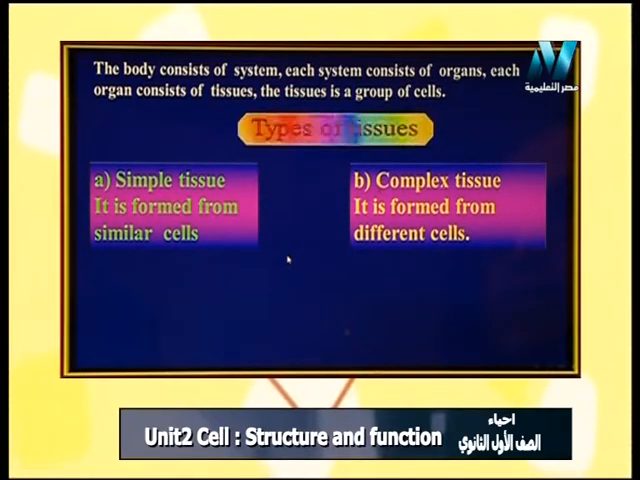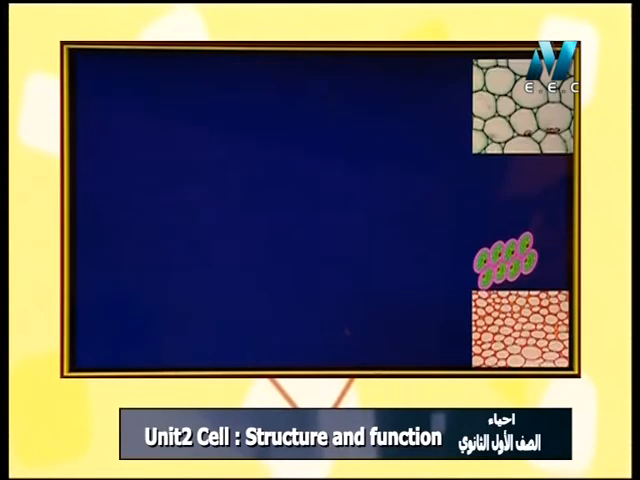The first is a simple tissue. It is formed from similar cells. But the complex tissue is formed from different types of cells. So when the cells are all the same as each other, it is a simple tissue. When there are different types of cells, we call it a complex tissue.